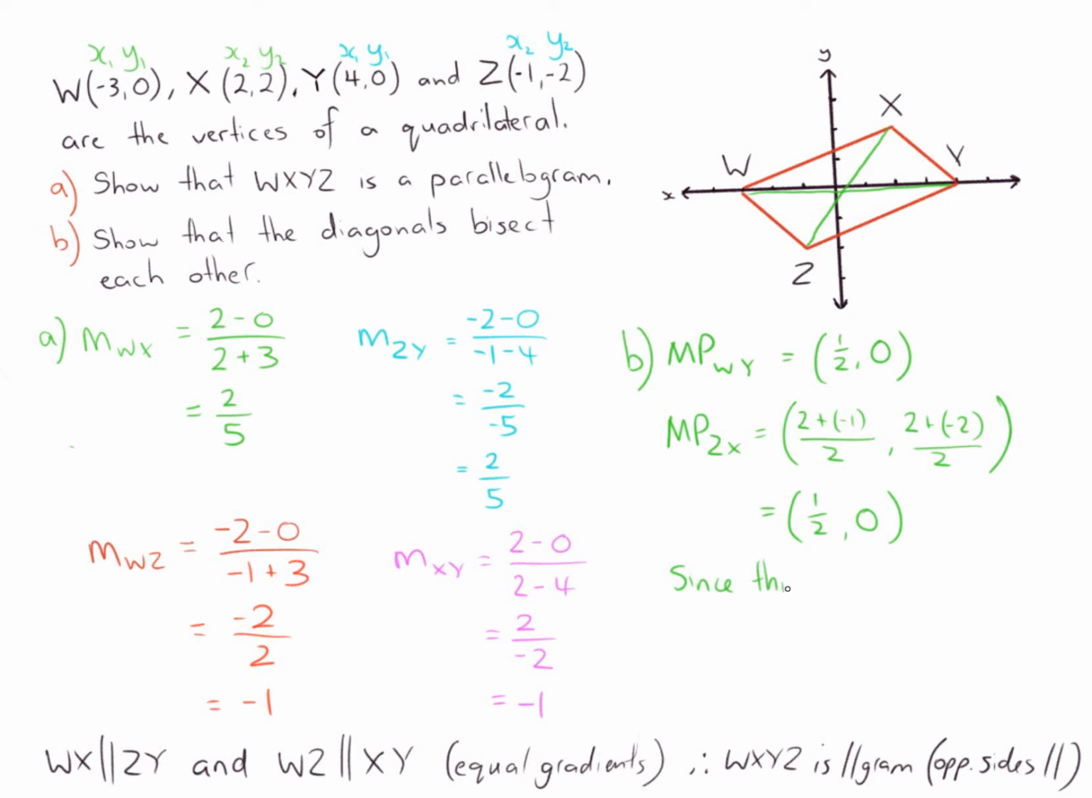Since this is the midpoint of both diagonals, the diagonals must bisect each other. And that is the end of our second example.